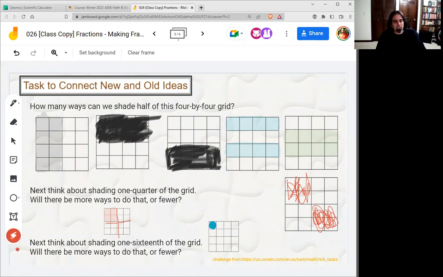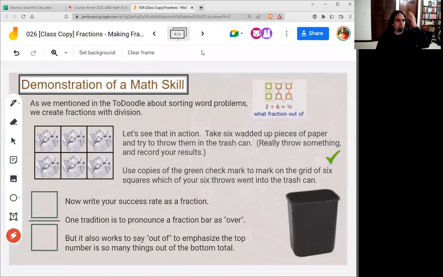So the point of this is you all could do this just fine. You know what fractions are. I didn't have to tell you what a quarter was or a 16th was. So we just use these kitchen fractions so much in real life.